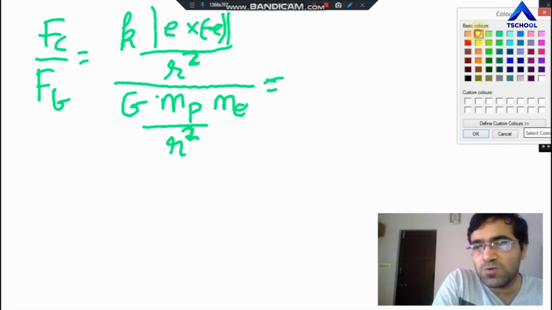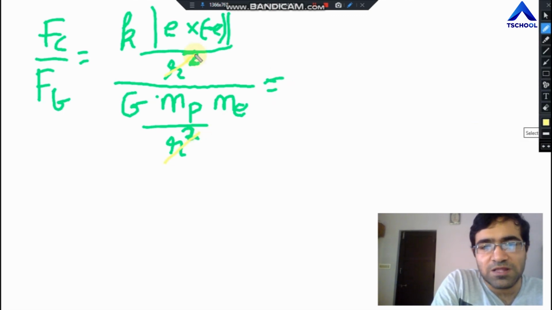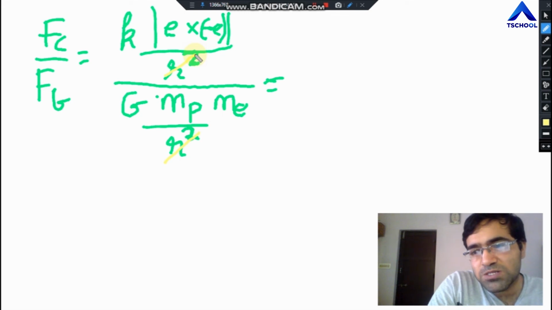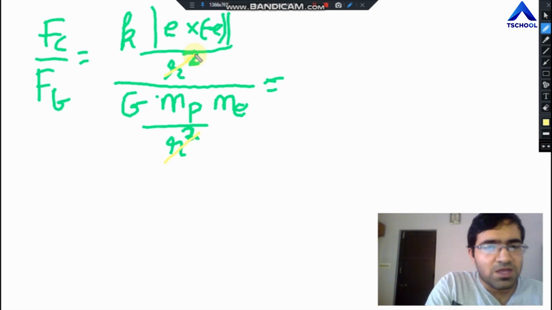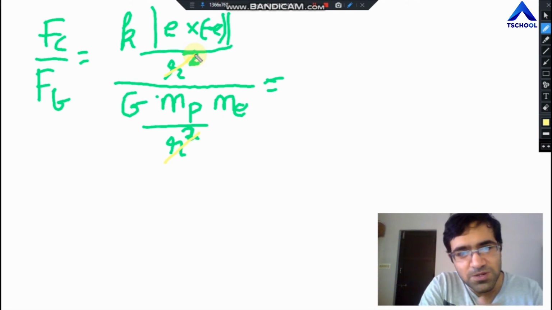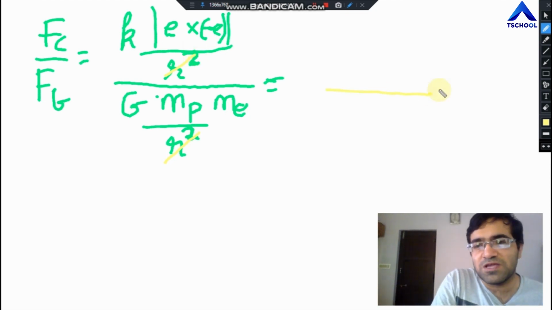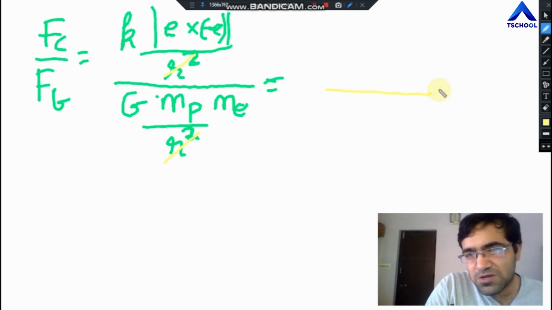That's very easy to do. Okay, isn't it? We will cancel r square, and now what remains is we have to put the values of these constants, right? So k's value is 9 into 10 raised to 9, e into e square, where e's value is the charge of the electron magnitude, so that is 1.6 into 10 raised to minus 31, and then square it, right? And then G stands for universal gravitational constant, and that's all you have to do really, and you will get your answer.